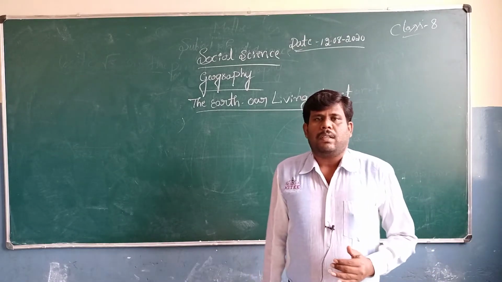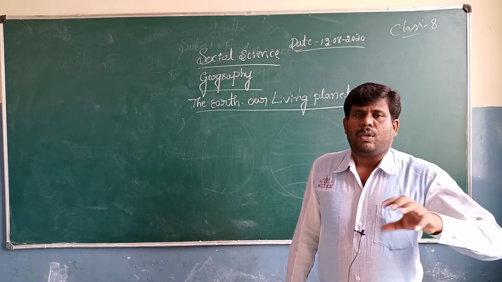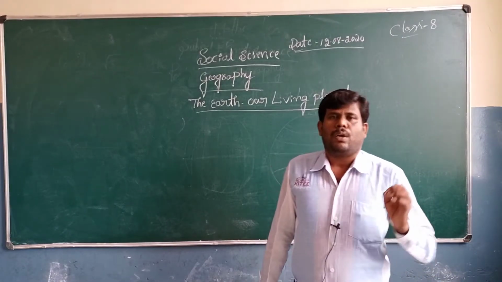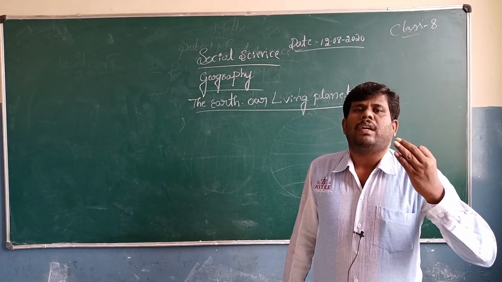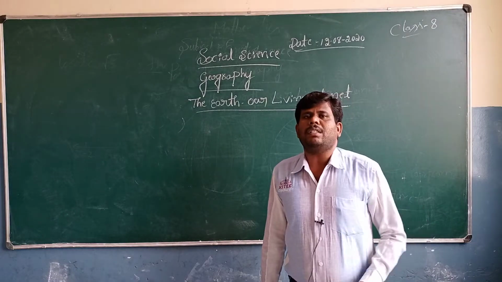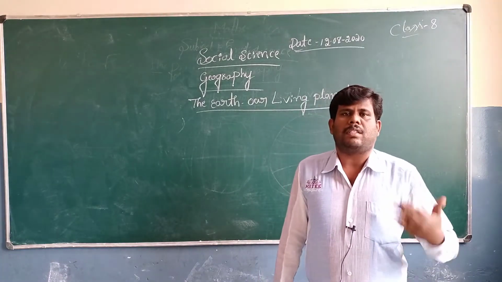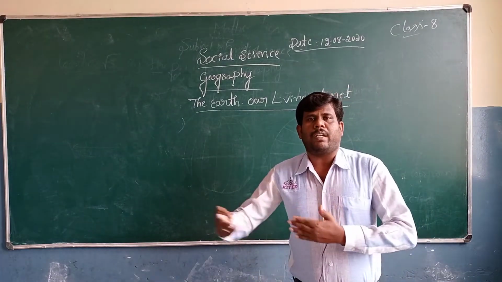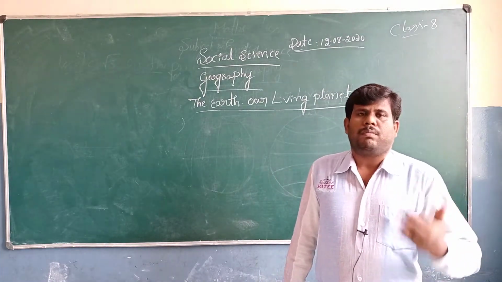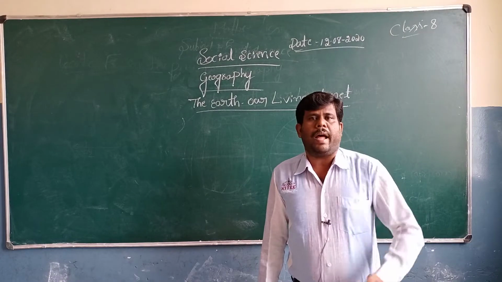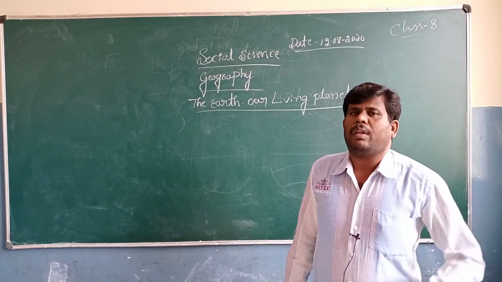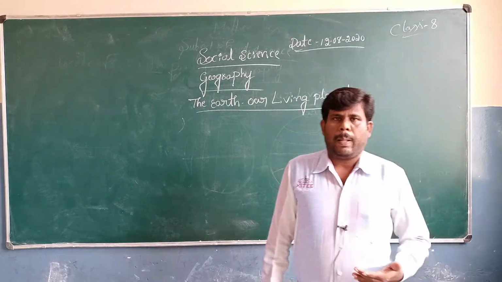Yes. Next, the total area of the Earth is 510 million square kilometers. Among this, 361 is water body and 149 is covered by land. So land and water are unevenly distributed.